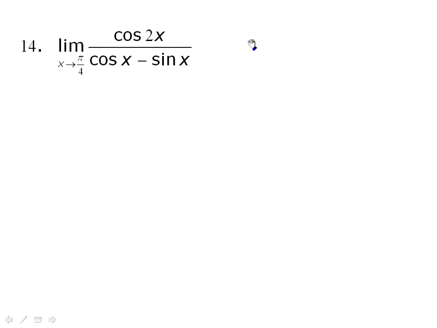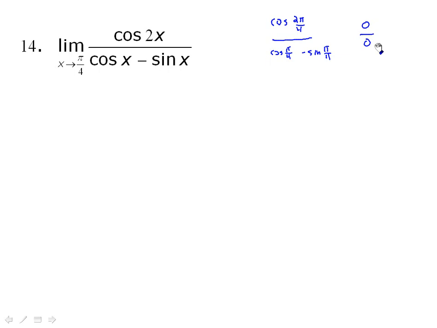Now, if you plug in pi over 4 to substitute it, you get the cosine of 2 pi over 4, which is pi over 2, over top of cosine pi over 4 minus the sine of pi over 4. And this is the cos of pi over 2, and on top it is 0. And then cos of pi over 4 is 1 over root 2 minus 1 over root 2, so also 0. So it means we can go further with it.